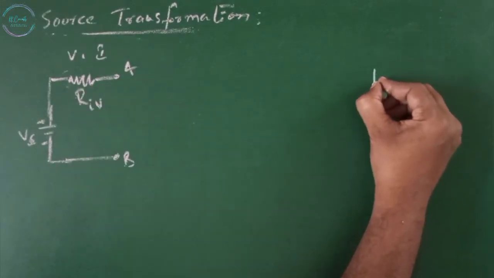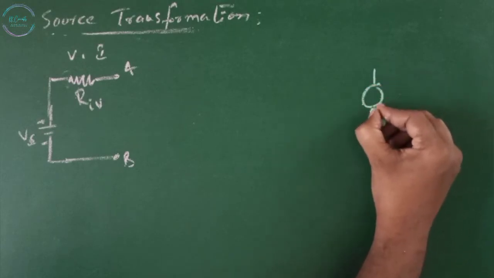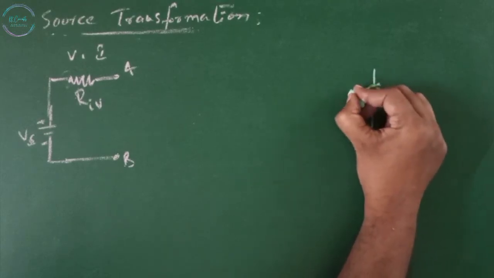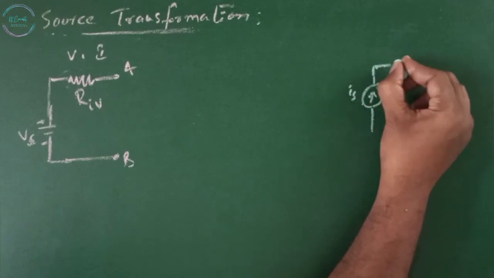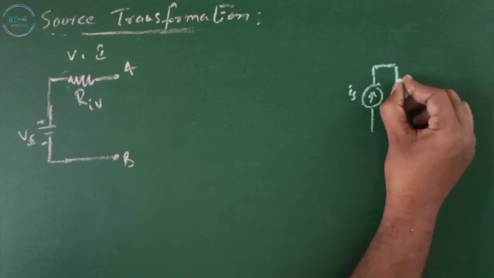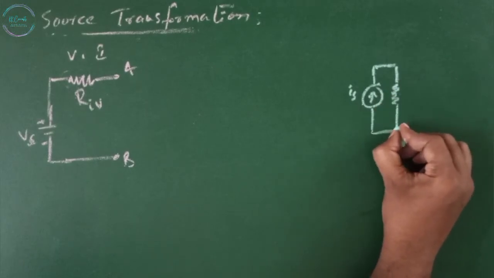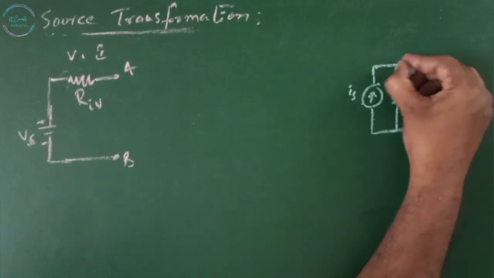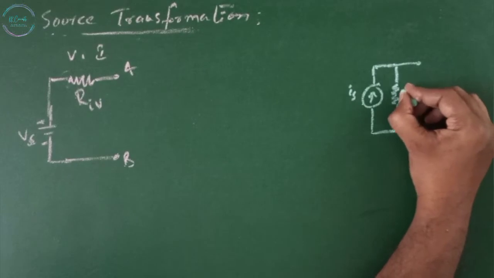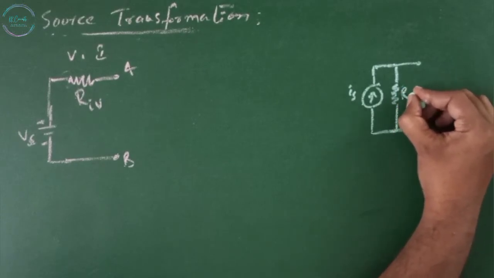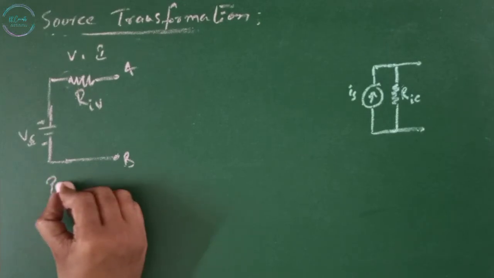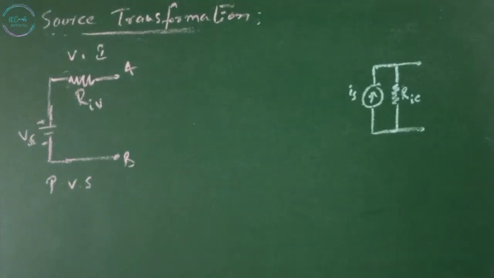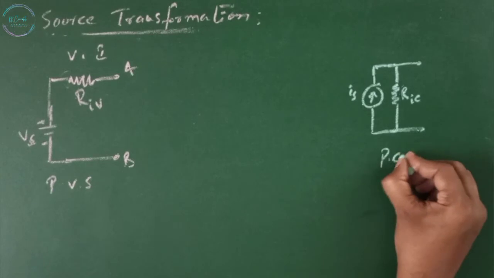So this is the internal resistance of the voltage source. The ideal current source is represented with the current Is, and the practical current source is represented with a parallel internal resistance of the current source, which is infinity for an ideal source. For a practical source, this is R internal of the current source. So this is a practical voltage source and this is a practical current source.